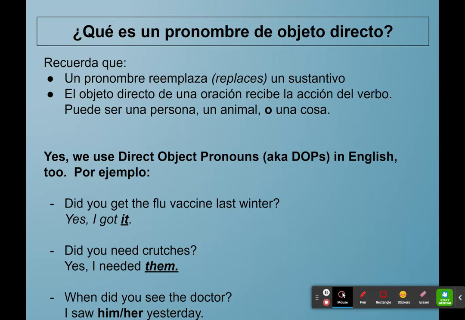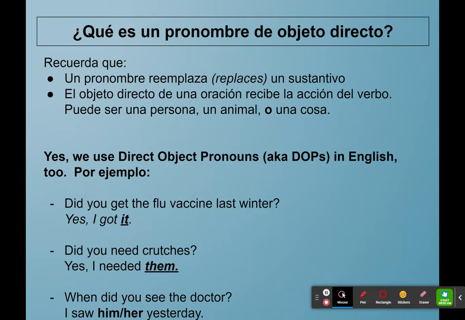So if you look at the first question and answer set here, did you get the flu vaccine last winter? The answer is yes, I got it. It in the answer is replacing the flu vaccine in the question. In the second question and answer set here, did you need crutches? And the answer, yes, I needed them. Them is replacing crutches, the direct object of the question.